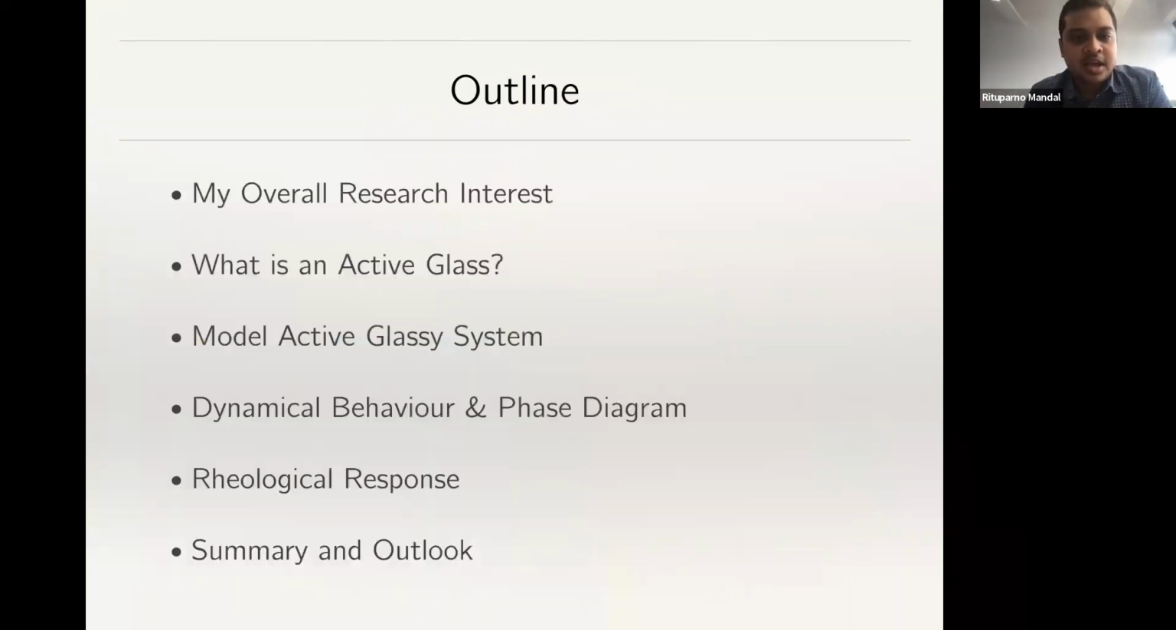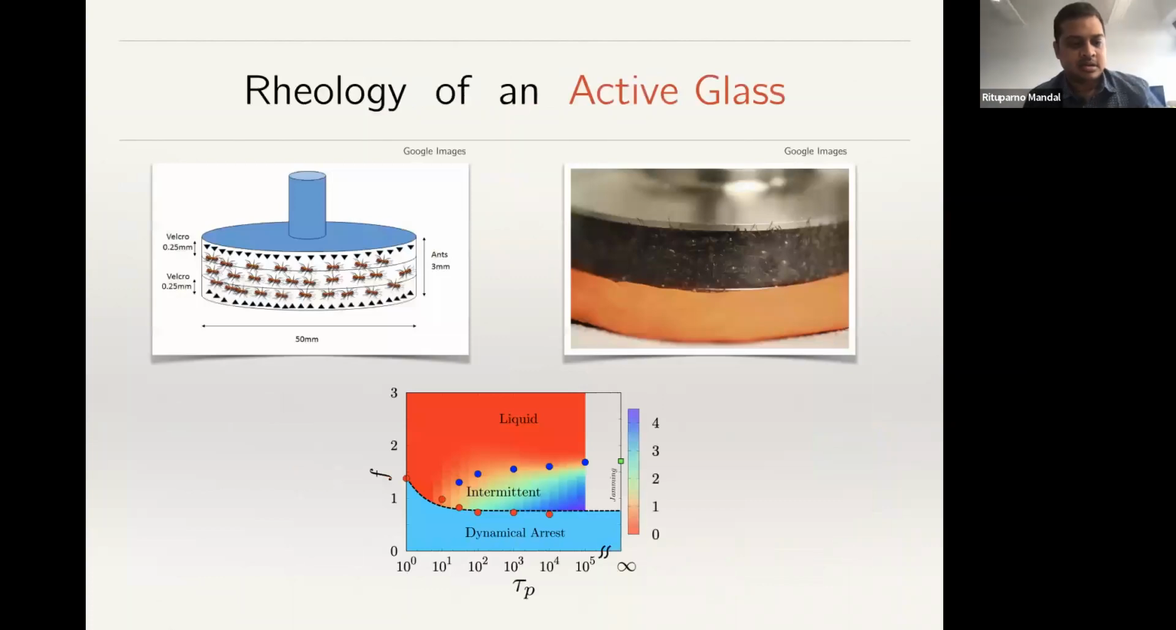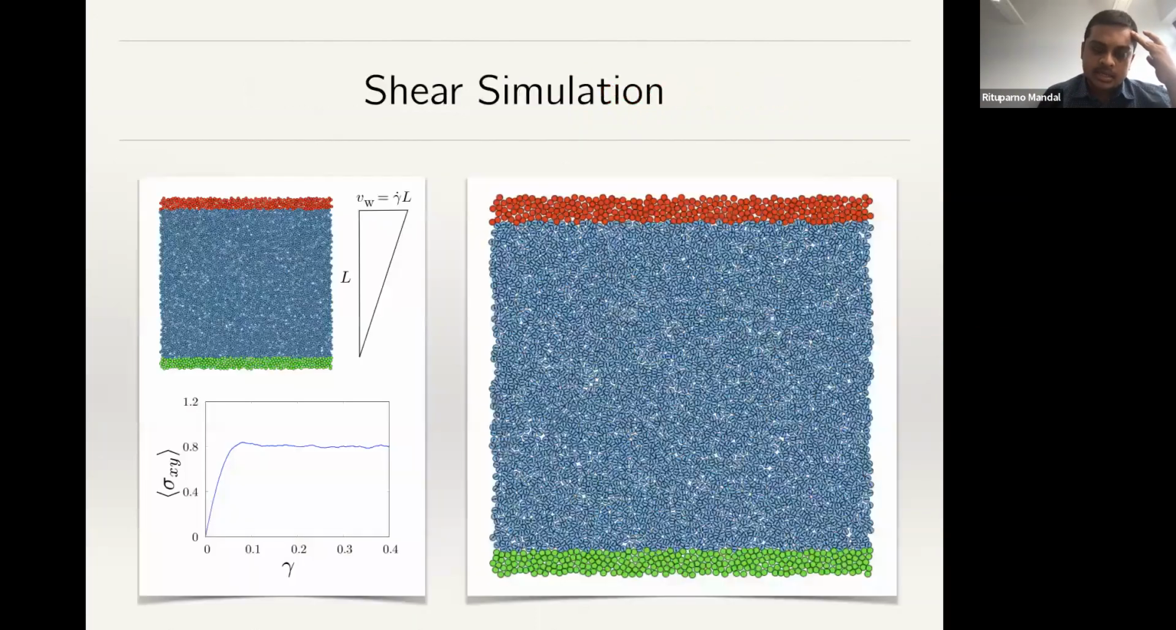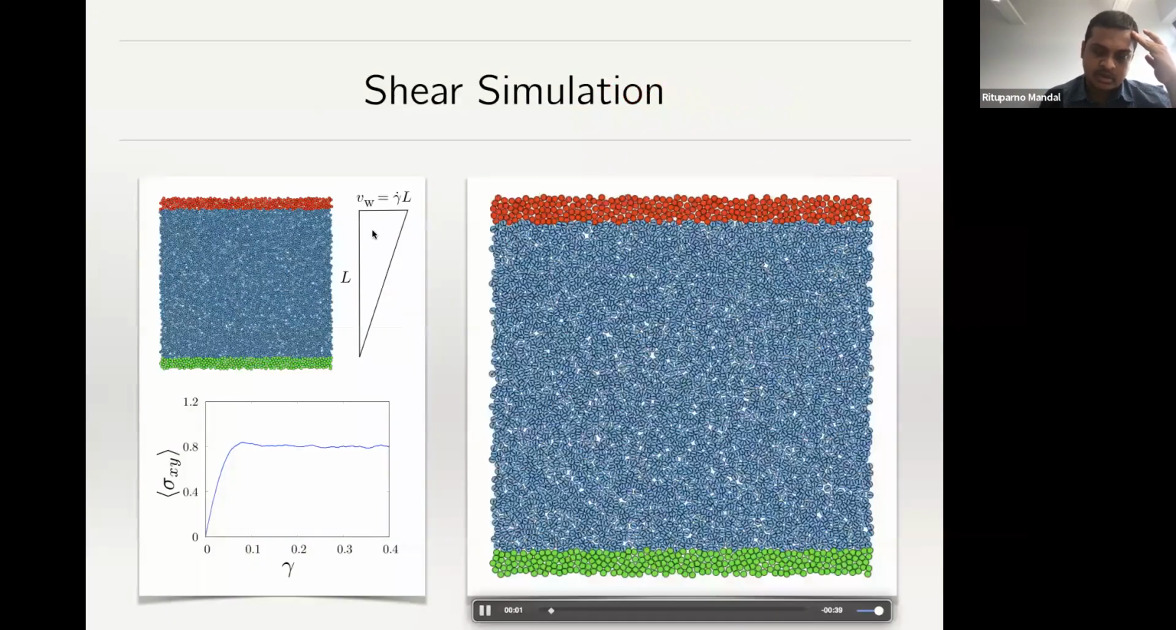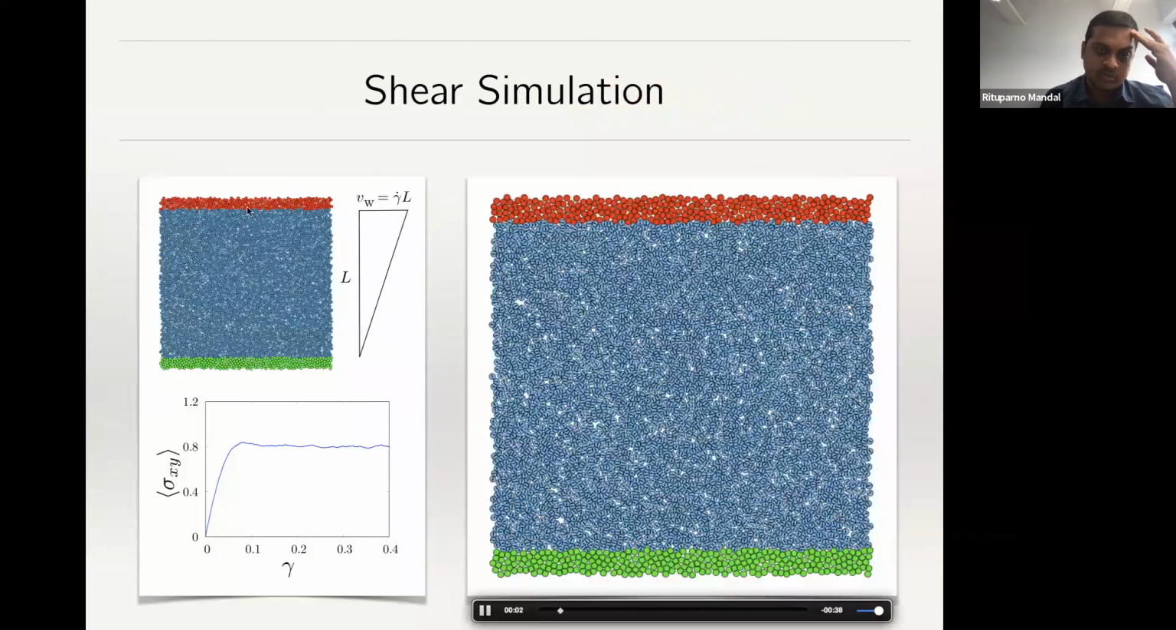Okay. So the next part is when we try to understand the rheological behavior of such a material. Here you can see the cartoon. What I want to do is take an active material and put it in a rheometer and try to shear it, and I want to see what happens, right? And this is a standard framework that I will be using for the simulation.